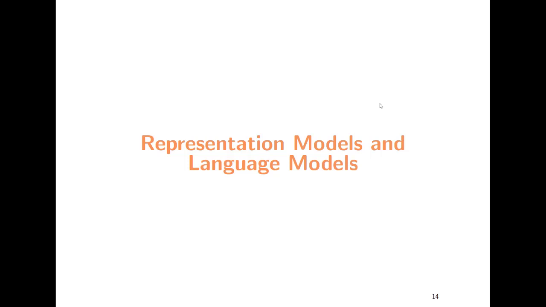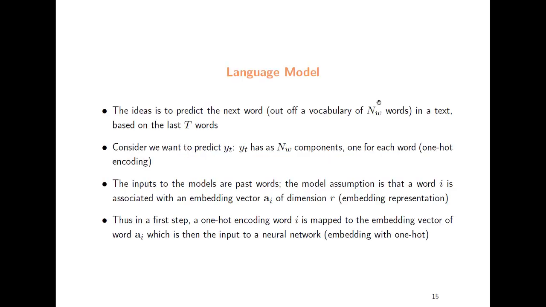And we can use this idea immediately to train so-called language models. So a language model is a model which is able to predict the next word out of a vocabulary of N_W words in a text based on the last T words. So consider that we want to predict y_T, then y_T has N_W components, one for each word. So for the output we are using one-hot encoding. The inputs to the model are past words, and the model assumption is that word i is associated with an embedding vector A_i of dimension R. So this is the embedding representation.